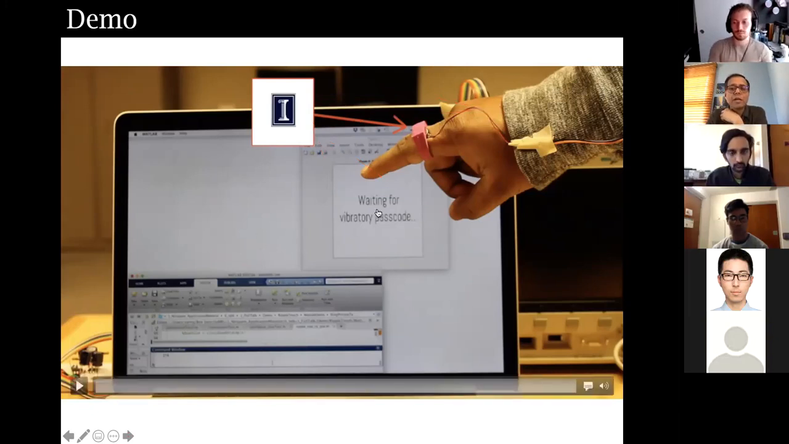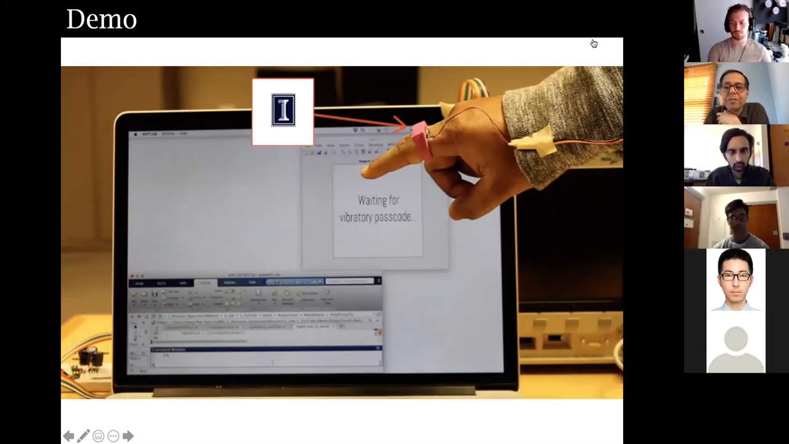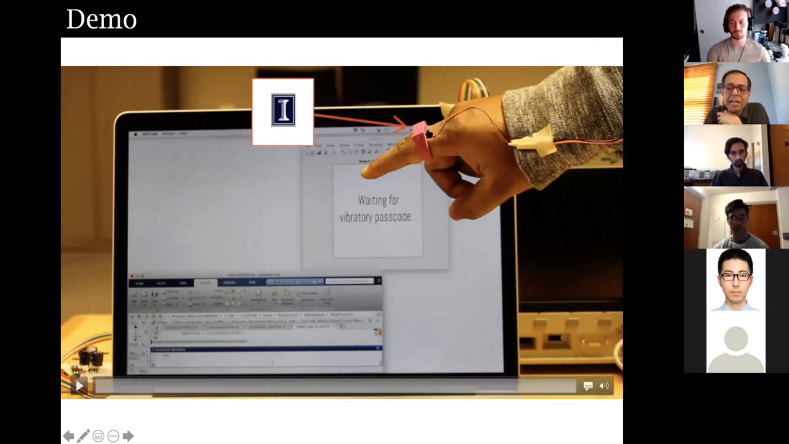So here is a demo in which this person is wearing a finger ring which has a vibration motor inside it. You can see the vibration motor. Can you see my cursor? Yes. So this is the vibration motor. This is connected to a battery, which is not visible. And the vibration motor encodes this image of the Illinois logo.